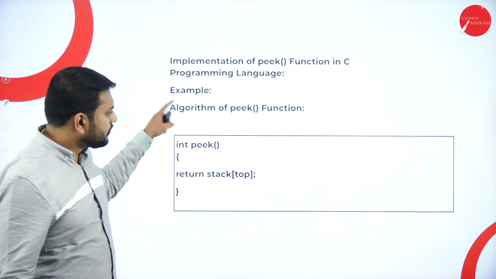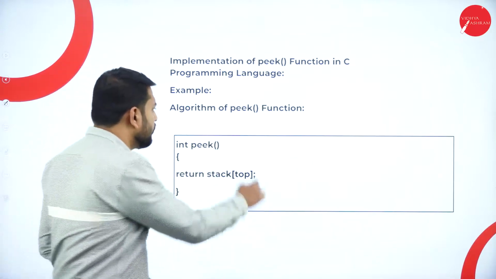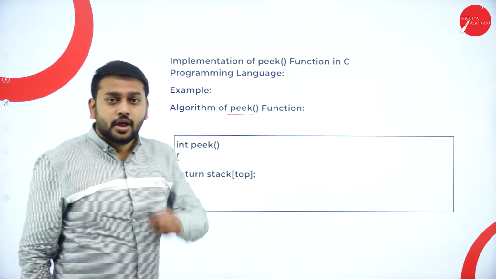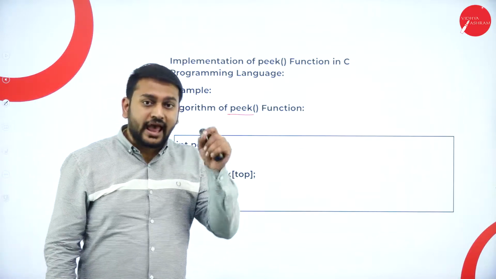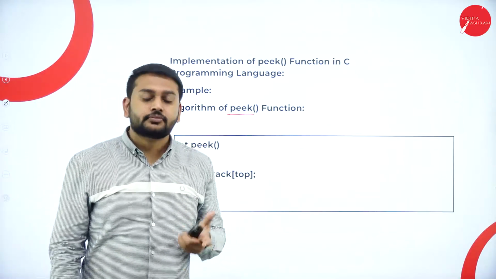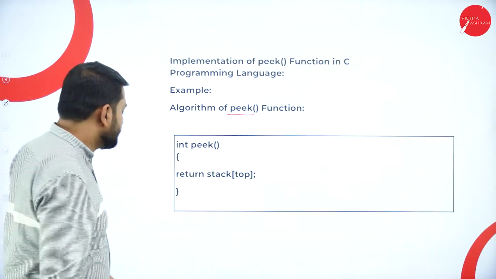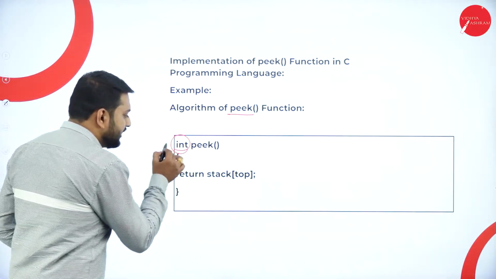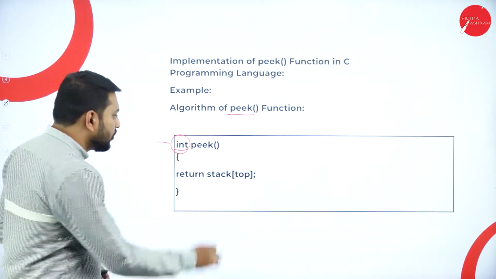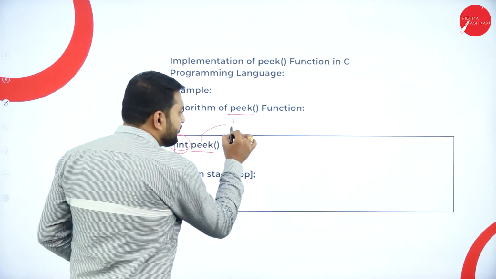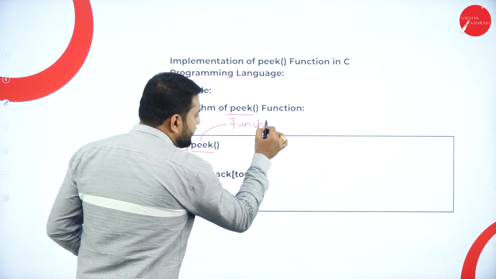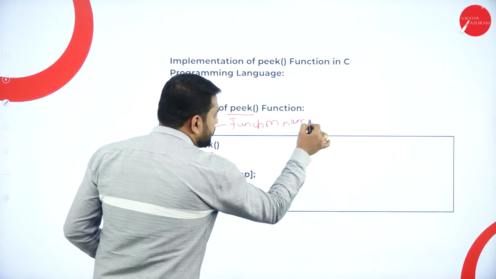Guys, I've already explained what exactly peek is all about. Peek will give you the element which is at the top. How do I get that element? How do I perform this peek operation? So observe. Int is a return type. Peek is a function name. That's what you need to remember.